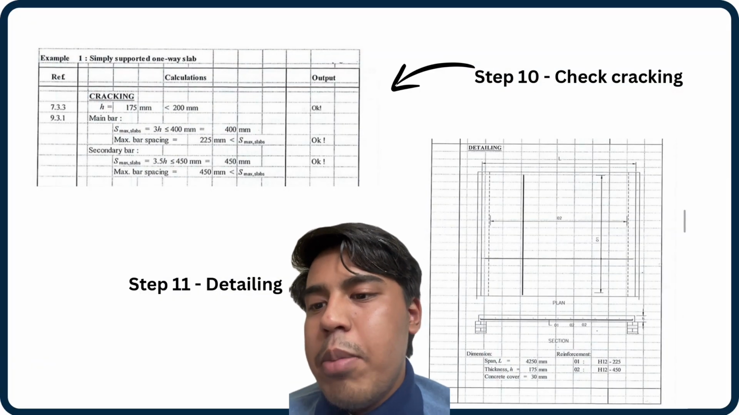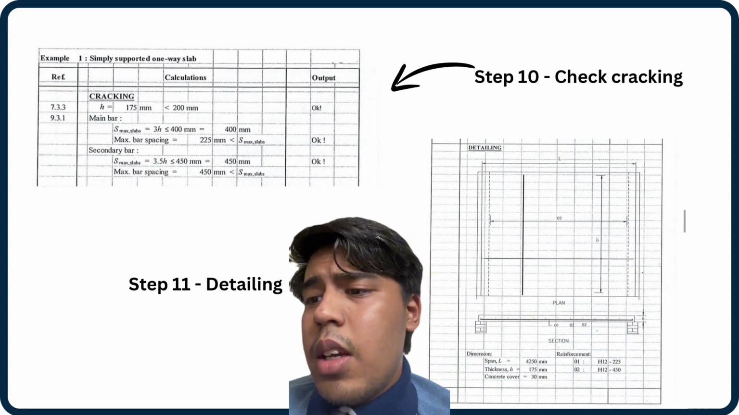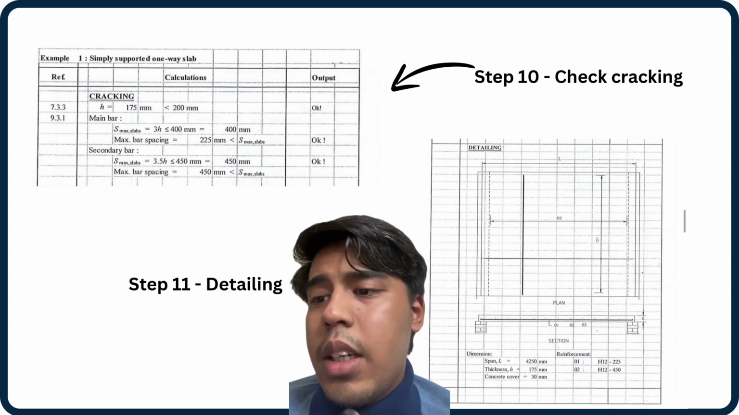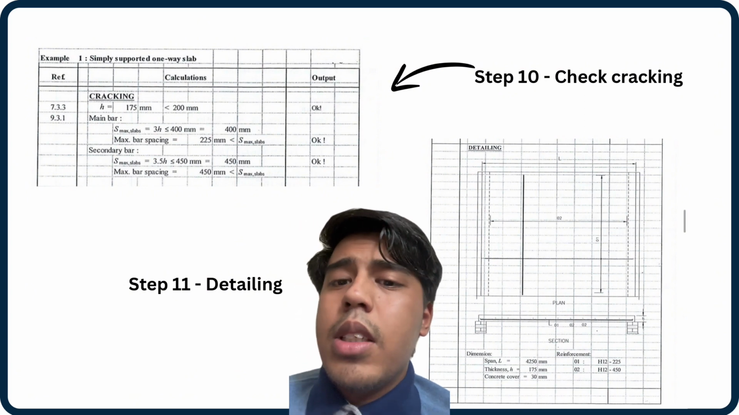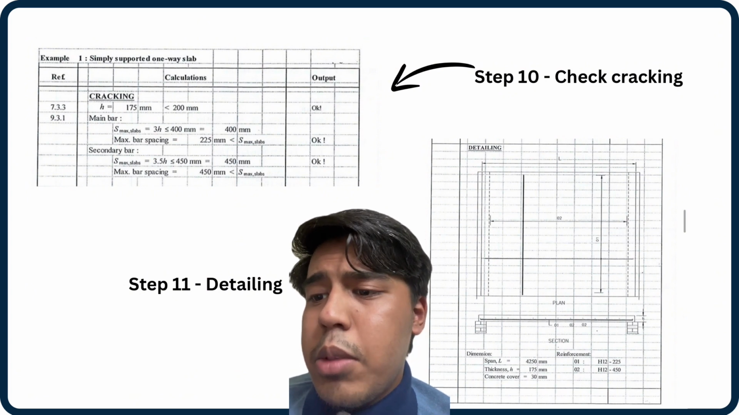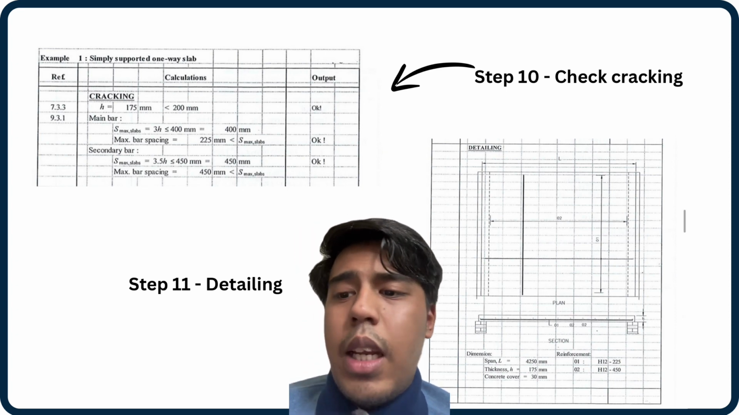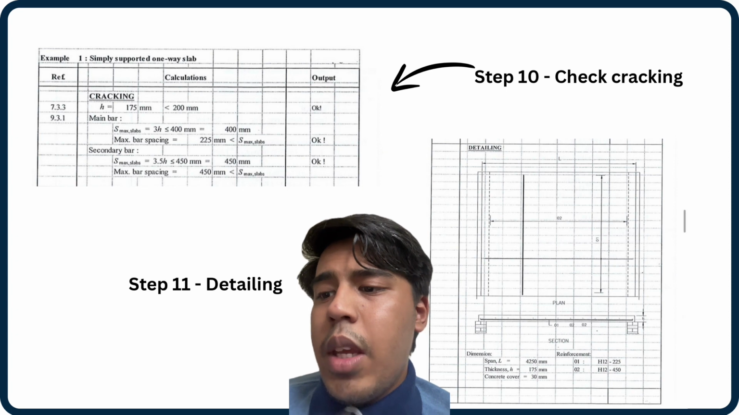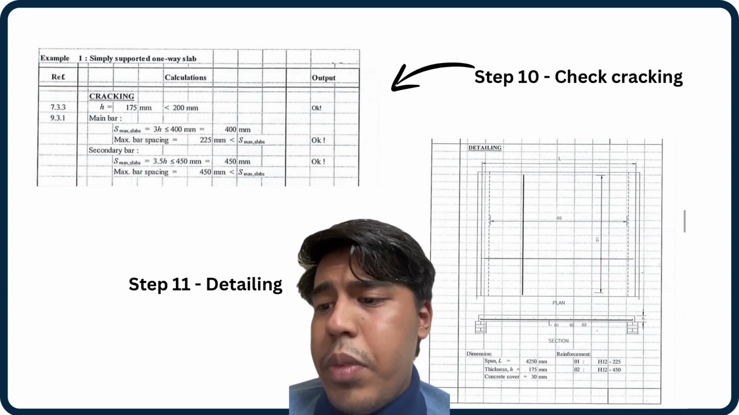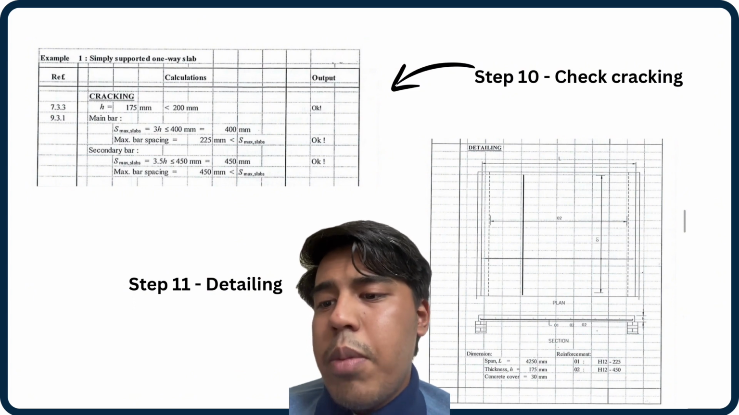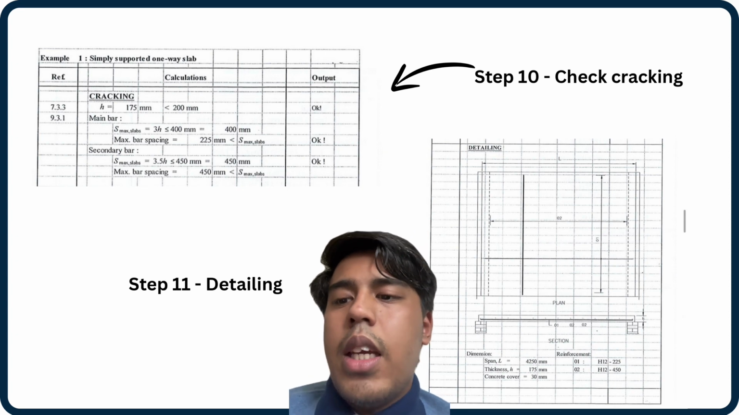And the second last step is check cracking. For cracking, H is 175, for the main bar S max slab is 400 mm, max bar spacing is 225 mm, which is less than S max slab, so the cracking is okay. For the secondary bar, S max is 450 mm, so max bar spacing is 450 mm, which is not more than S max slab, so the cracking is okay.